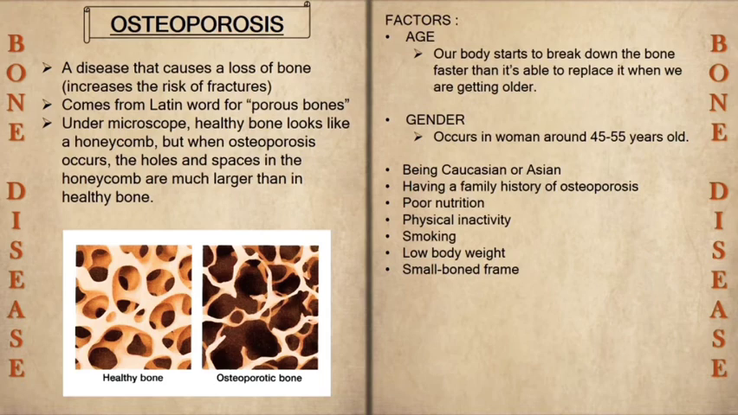Another factor is gender. Usually, osteoporosis occurs in women around the age of 45 to 55 years old. Due to the change in hormone levels, menopause can cause a woman's body to lose bone even more quickly. Other factors are being Caucasian or Asian, having a family history of osteoporosis, poor nutrition, physical inactivity, smoking, low body weight, and also a small bone frame.